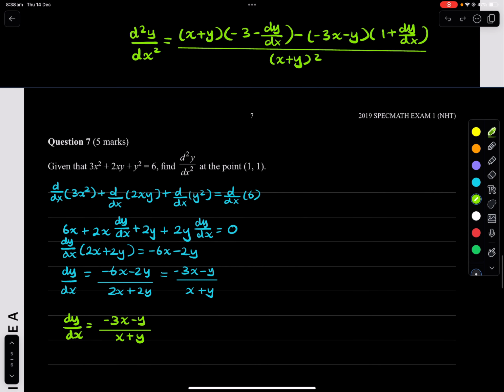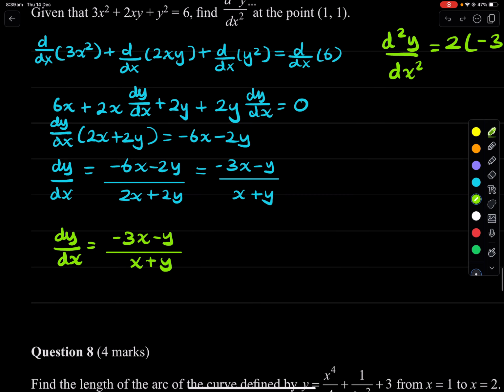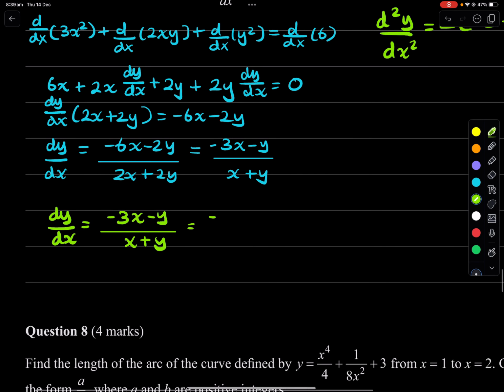So if I was subbing that in, what's going to happen? d²y/dx² is going to be, so 1 plus 1, which is 2, negative 3 minus dy/dx. Remember, dy/dx is this. And imagine subbing in x equals 1 and y equals 1. So it will be negative 3 minus 1, all divided by 1 plus 1, which is 2. So hence, it's going to be negative 2.